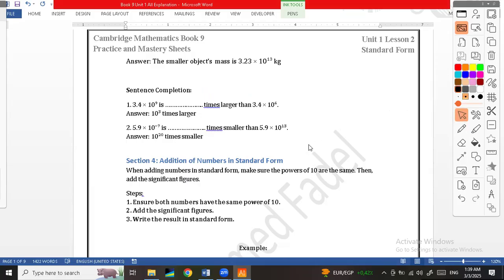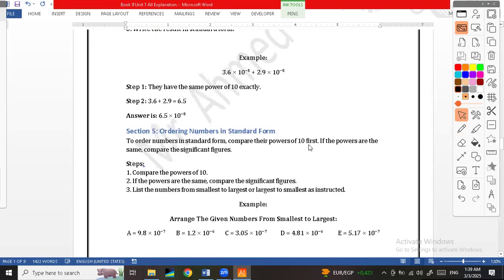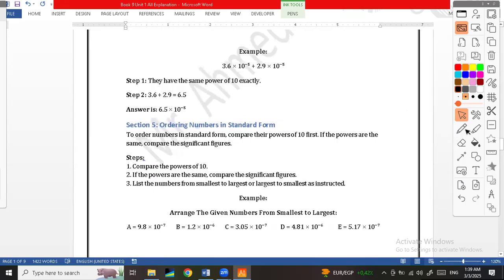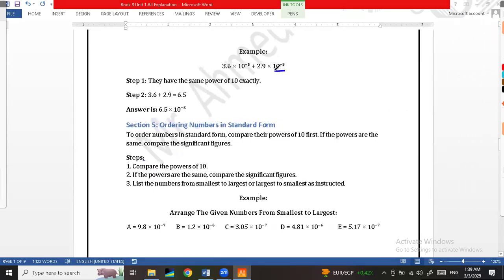If I want to add numbers in standard form, like this one over here, they're giving you the 10 with the same index, 10 to the power of -5, 10 to the power of -5, and they're giving you 3.6 times this plus 2.9 times this. How can I do it? Don't waste your time trying to answer such a question by saying, I'm going to multiply 3.6 by 10 to the power of -5. No way. Don't do this, please.